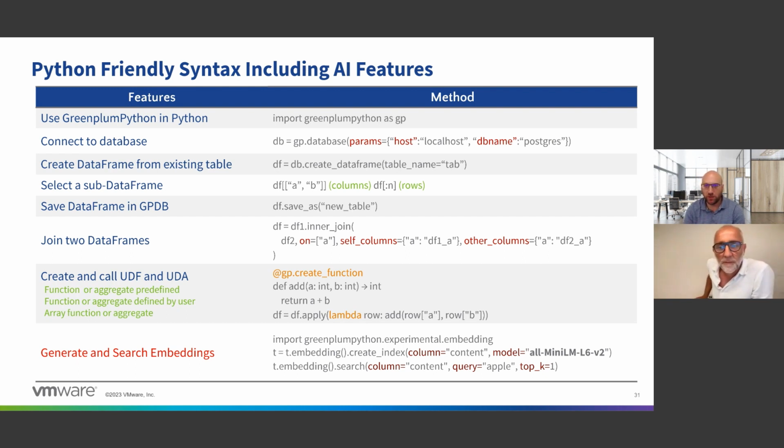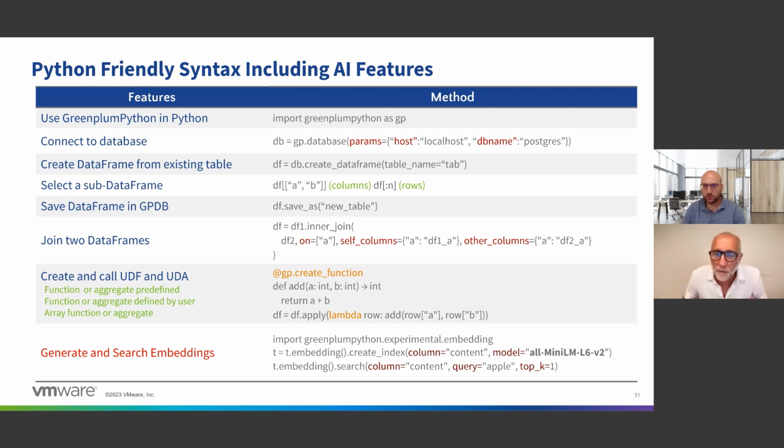So let's see what we've got here. You can use it from a Jupyter notebook or from a Python program. You connect to the database and use the same concept of data frame. You can do projection, and put predicates to filter the data. You can save the data frame inside Greenplum. You can join multiple data frames. And you can also create functions and user-defined aggregates inside the database.